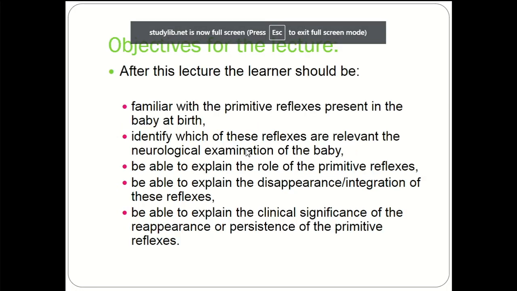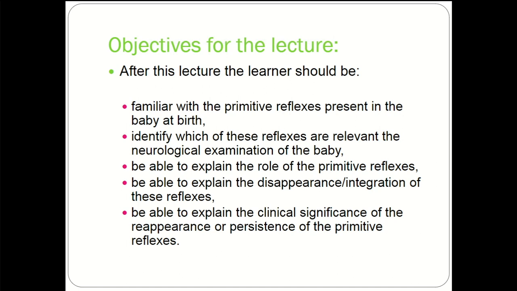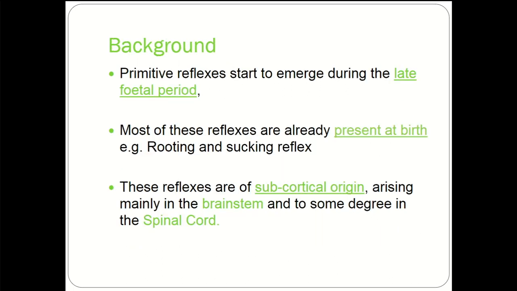First, the objectives for the lecture. After this lecture, the learner should be familiar with the primitive reflexes present in the baby at birth, identify which of the reflexes are relevant in the neurological examination of the baby, be able to explain the role of the primitive reflexes, be able to explain the disappearance as well as integration of these reflexes, and be able to explain the clinical significance of the reappearance or the persistence of the primitive reflexes.